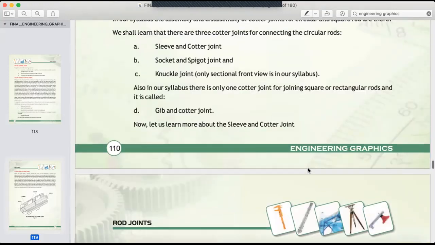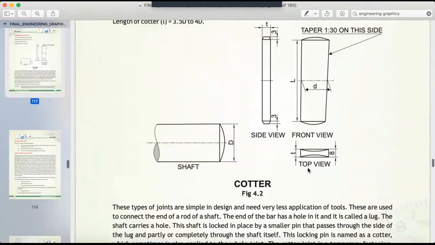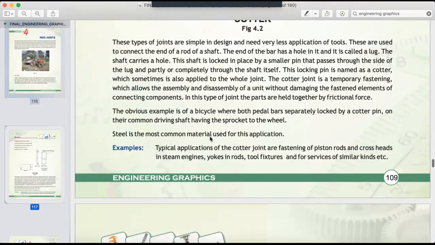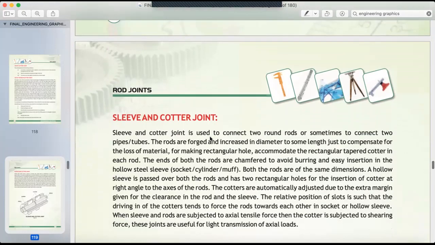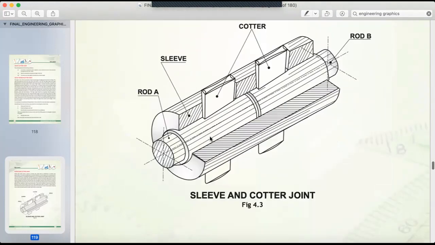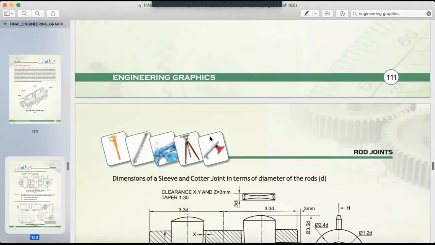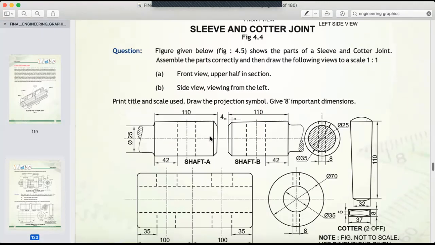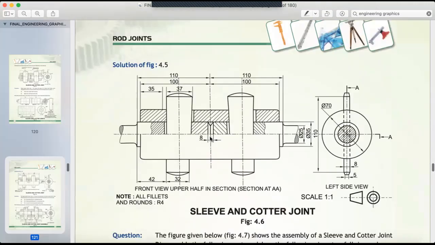This is generally used in connecting two rods. See this in the diagram, they have shown one tractor and one trailer. I'm not too sure what the one behind is called, but it is joined by a cotter. So they use this sleeve and cotter, or whichever they feel comfortable with according to the application. So naming is very important. You should know that there is something called sleeve and cotter.